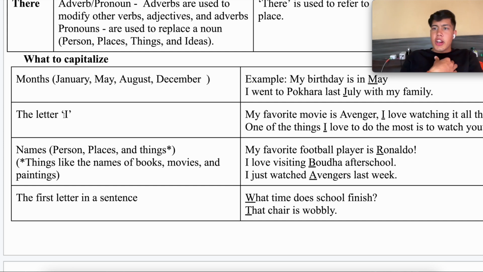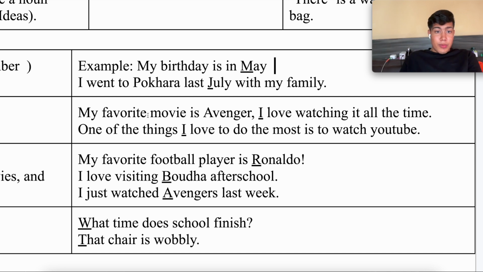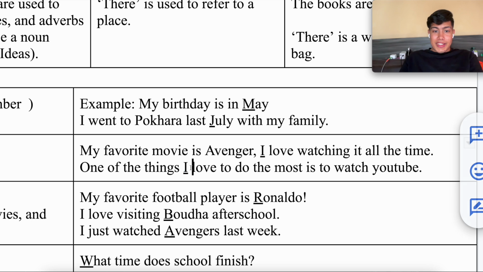The letter I. When you're talking about yourself, like when I say I am going to the beach, or I am a strong individual, or I love when I go play video games, it always has to be capital. Let's look at these two examples. My favorite movie is Avengers. I love watching it all the time. One of the things I love to do the most is to watch YouTube. I always has to be capitalized in these situations. No matter where in the sentence it is, if I is talking about yourself, you always have to capitalize it.